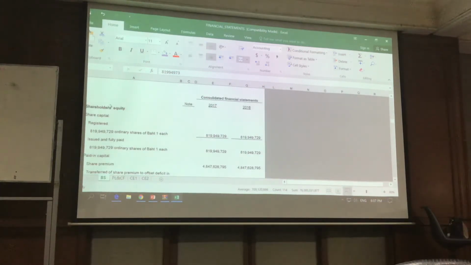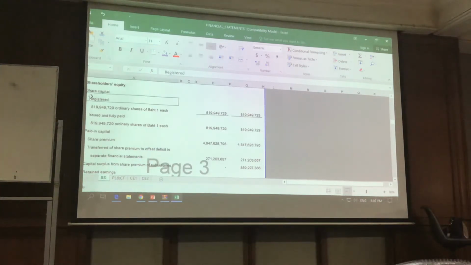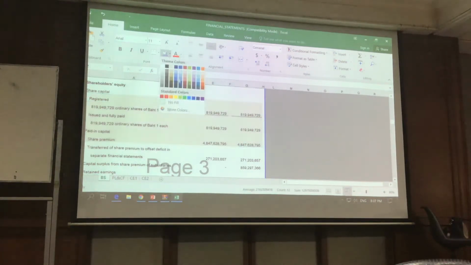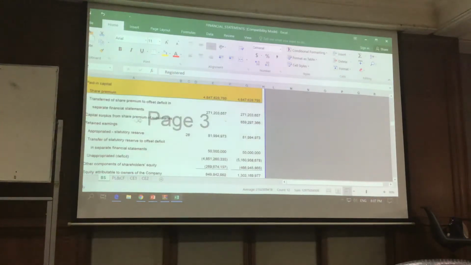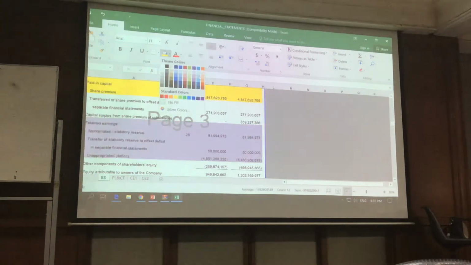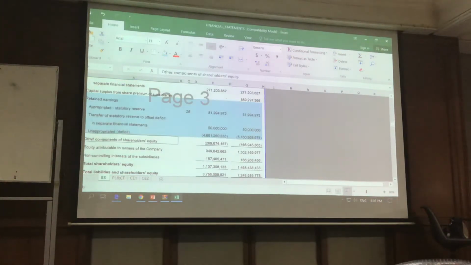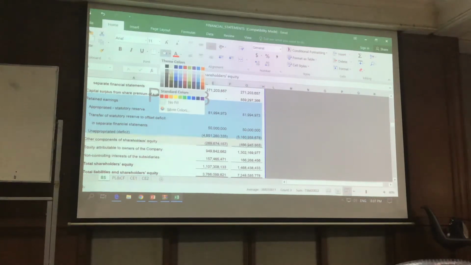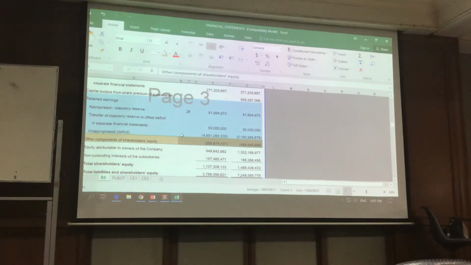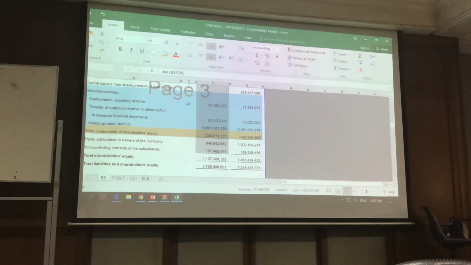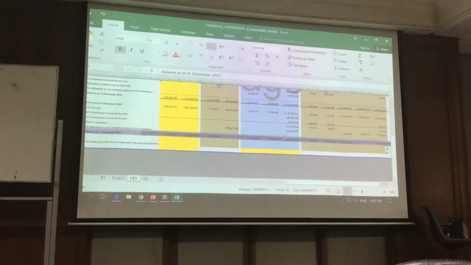This is the equity part of year 2017. Look what they got. They got the capital part, yellow line. They got the retained earning part, blue line. And they have the other component part, the green line. We got three parts like this. They move all the parts here. Where do they get it from? They get it from the statement of change in shareholder equity.